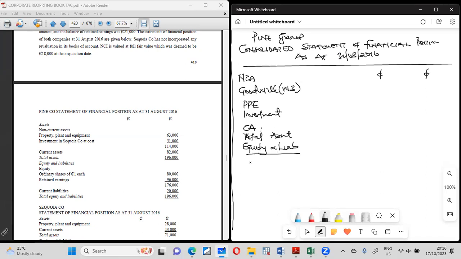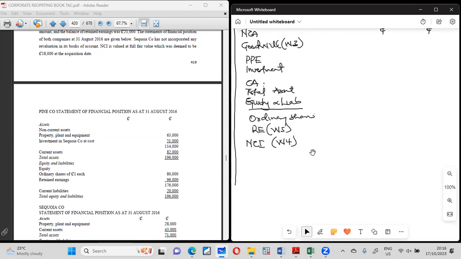So here, what do we have? Ordinary shares. Then what do we have? Group retained earnings, which will come from your workings. So retained earnings. Don't forget it comes via your workings 5. Then the NCI that you created, which is your workings 4, will also come. All right, so now you have your equity side.